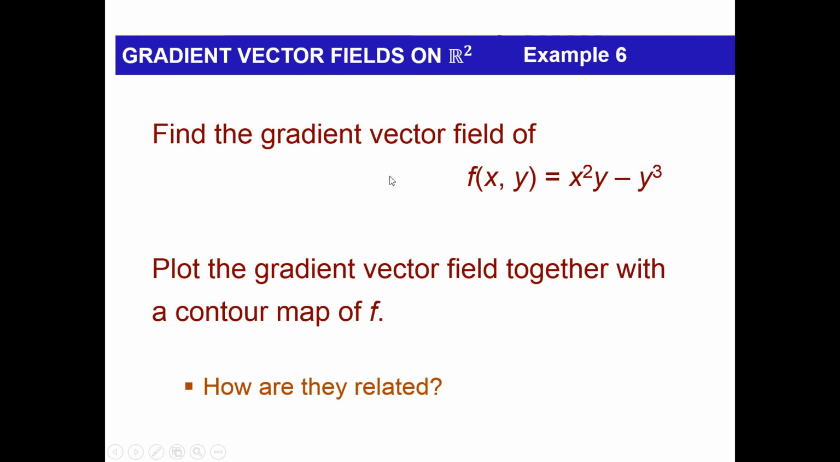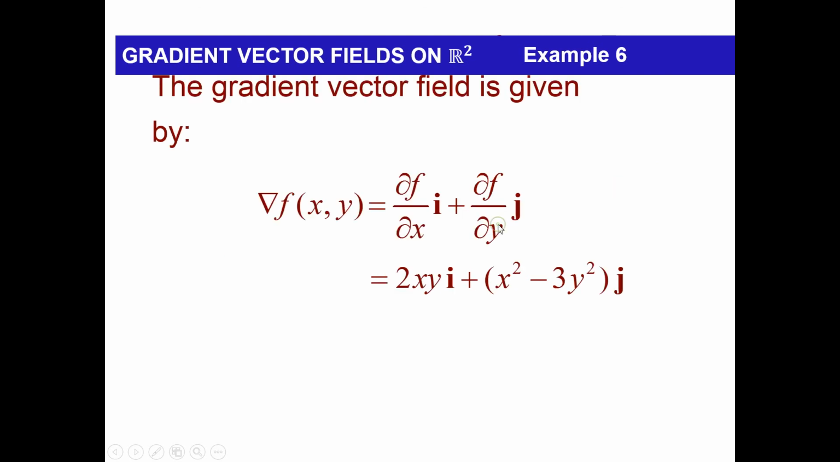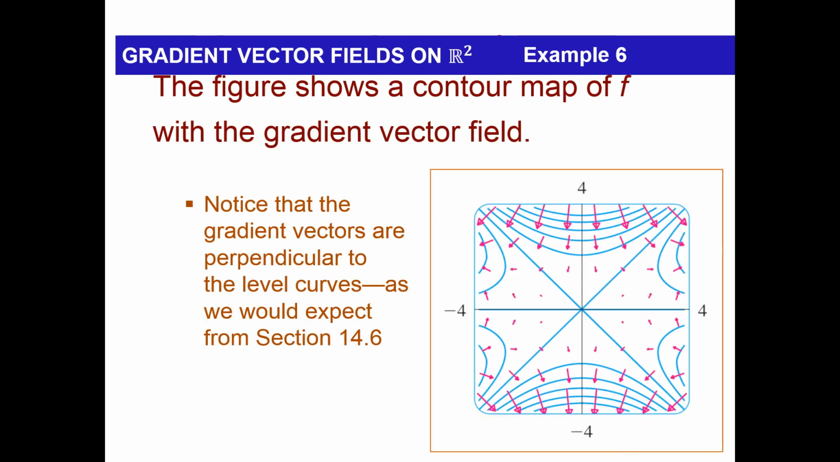And next question, find the gradient vector field of this function, x squared y minus y cubed. So first of all, we have to find the gradient vector, and then we will draw it as we drew the vector field in the first example. And this is the figure for this gradient field.